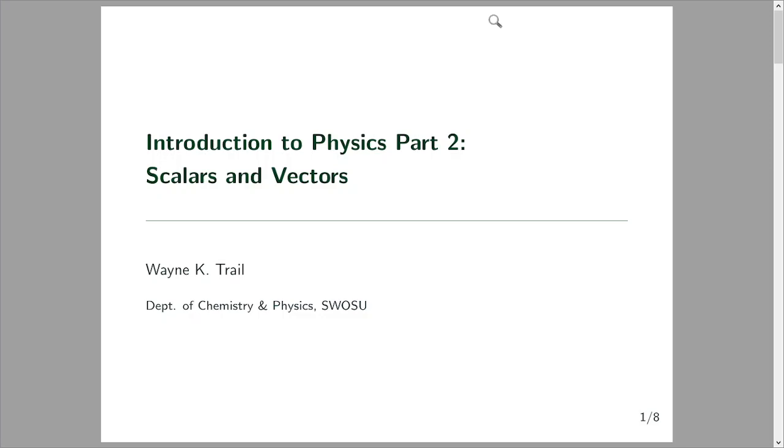So this is part two of the introduction, and here we're going to do a little bit of the discussion of the way certain physical quantities are treated differently from other physical quantities. We divide physical quantities mathematically into two groups, at least for the purposes of this class. One group is called scalars and one group is called vectors. And that's what this PowerPoint is about.